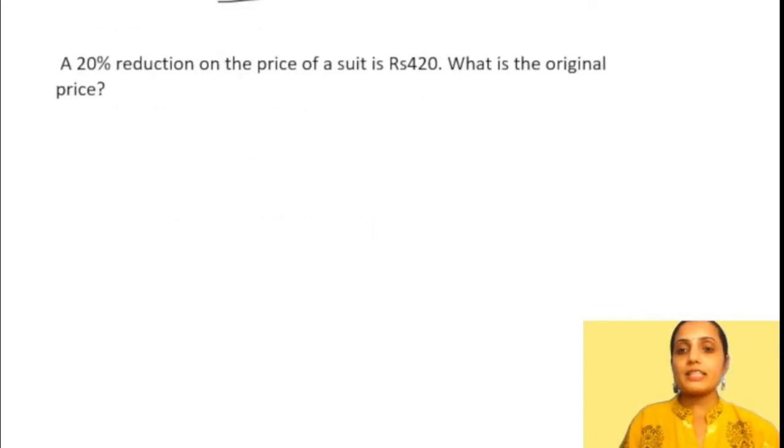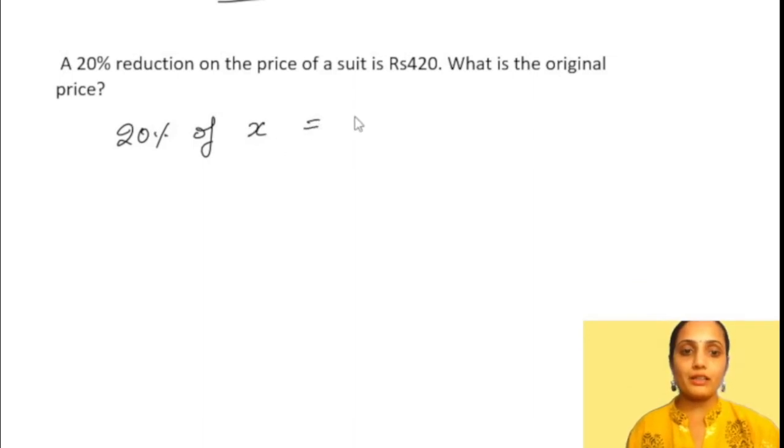Now this question says that 20% reduction on a piece of suit is 420. What is the original price? So here we are given the decrease percentage and the decreased value. We don't know the original value. So we'll say 20% of something. We don't know what that is. That is what we'll find out, and that is 420.